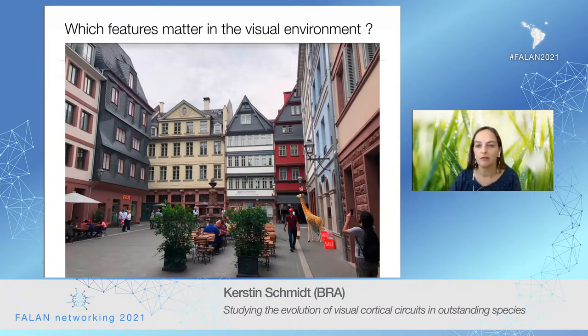Which features actually matter in the visual environment for us to represent in our brains? Of course, you might say it's color. But for many animals, color might not be so important. What is important for all of us are contours, contrast contours, and they have certain orientations, not only in artificial environments as seen in the picture, but also in natural environments as behind in my background.